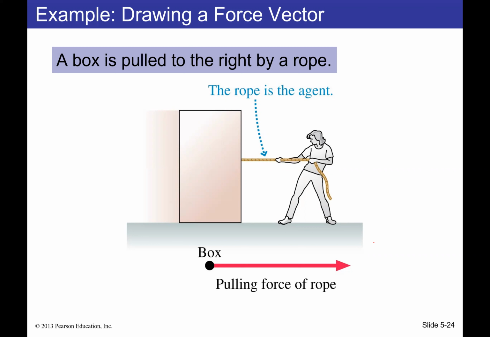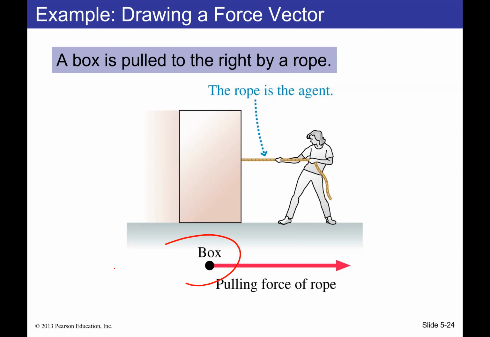So here, again, we have an example. We have a box being pulled to the right by a rope. The box is our object, and technically the rope is the agent, even though the person is pulling, right? The rope is what directly exerts force on the box. So the box can be represented as a particle, and the force acting on it will be to the right, in the direction of the rope.